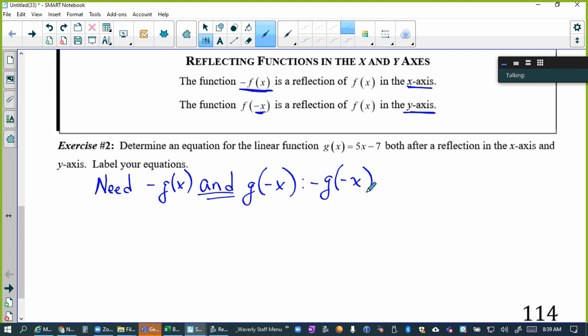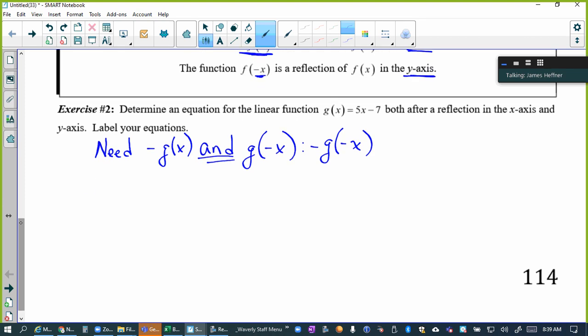So let's just plug it in here. So negative g of negative x is going to equal the following. So that negative out in front of the g is going to make the entire thing negative, so we do parentheses around this guy, okay? And now let's do the negative x portion of it. So that'll be 5 times negative x, right? And then does anything happen to the 7? There's no x term on it, right? Like that.